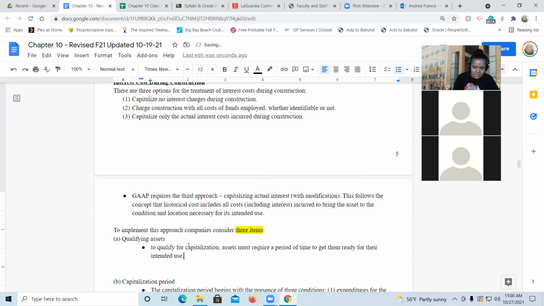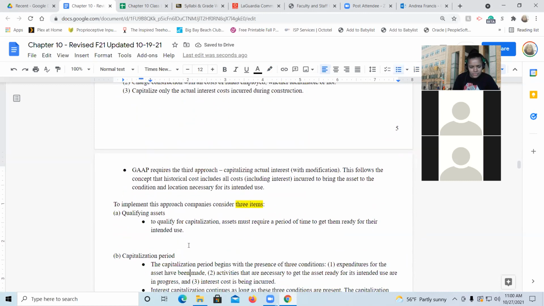This would be a typical multiple choice question: which three conditions have to be met in order for interest to be capitalized? The three things you need to think about is, first, the assets have to be qualifying assets, meaning that it has to take some period of time to build the asset. It can't be like a piece of equipment that you can build in a day, right?